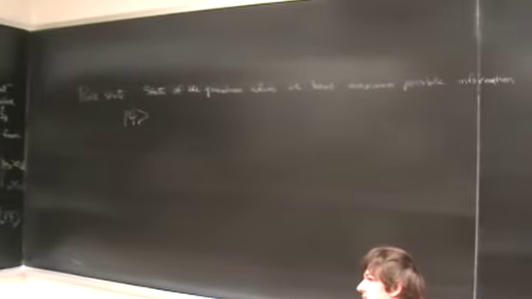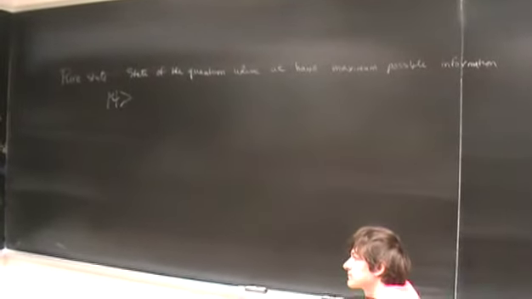Any ideas? The Stern-Gerlach. Sure. When you block the lower part and you only have the plus Z, you're certain about that. Exactly. So that's how you make a pure state.